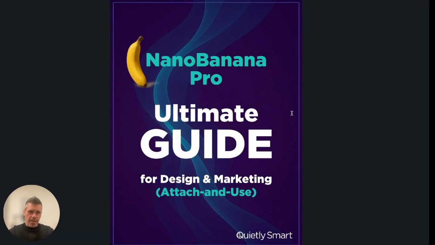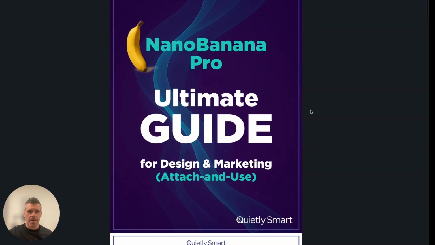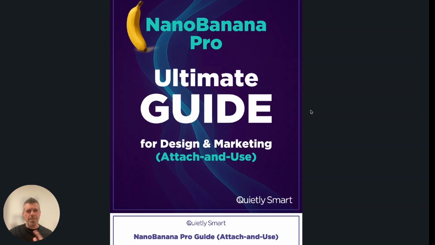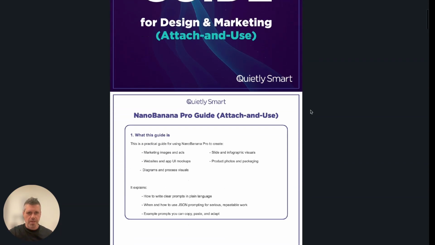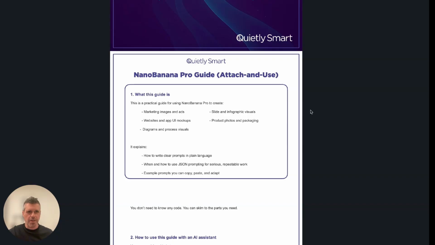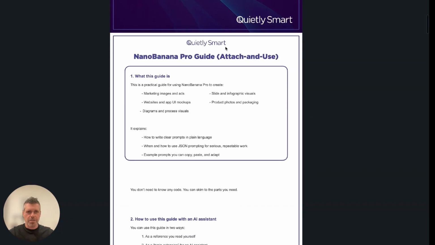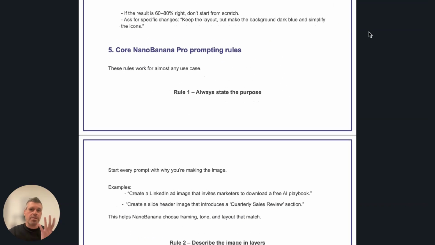So I made this NanoBanana Pro ultimate guide for designers, marketers, and small businesses, but honestly, the principles work for everyone. So let me walk you through the big pieces in the guide, and then we'll do a live example. So first, there's a description of how it works, and then we get into the core prompting rules. So the first rule is always state the purpose.